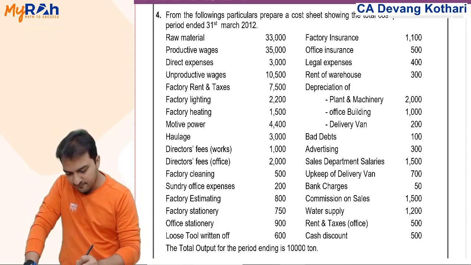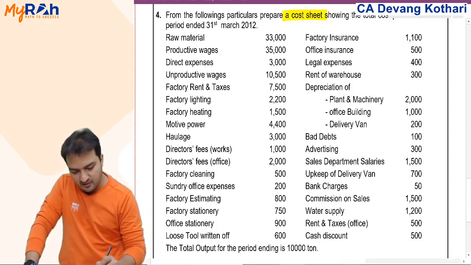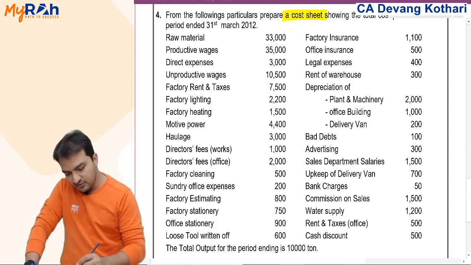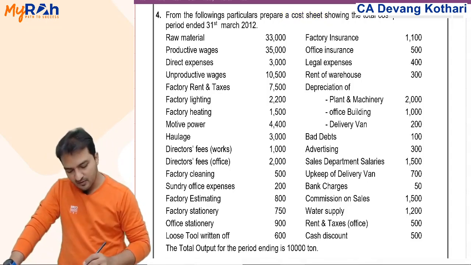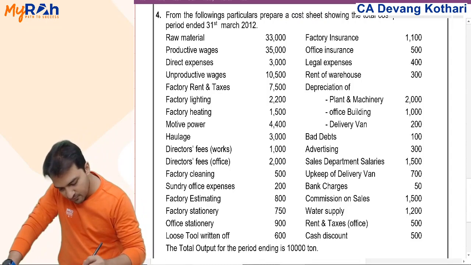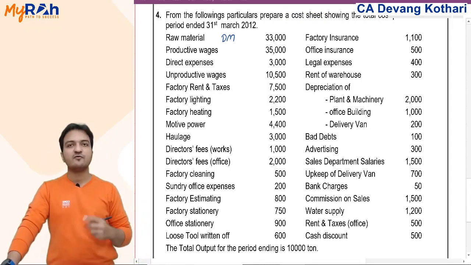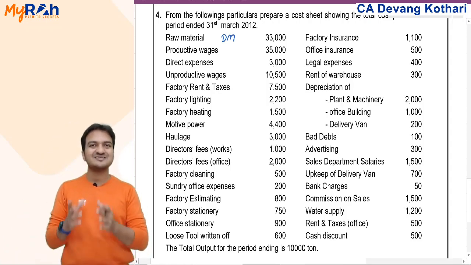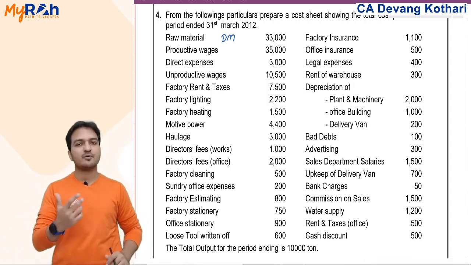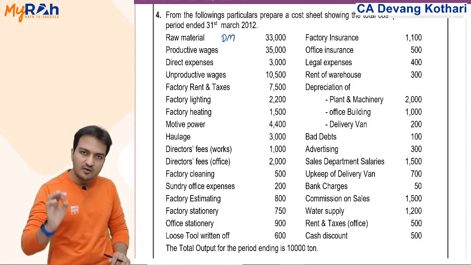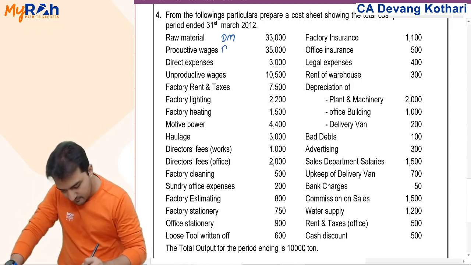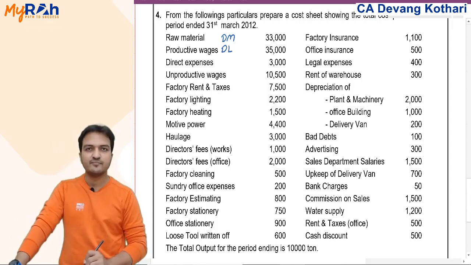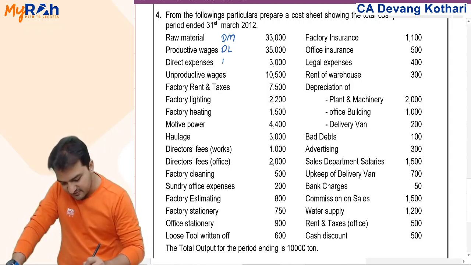So question 4, they say from the following particulars prepare a cost sheet, that we will do. So look at the different items given there. Raw material 33,000, you will put that as your direct material naturally. Productive wages, well, productive wages means the wages which are used in production, which are directly involved in producing the product. Directly involved meaning that becomes your direct labor, DL. Direct expenses is direct expense itself directly.